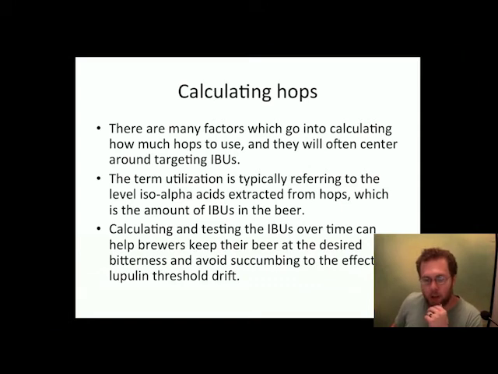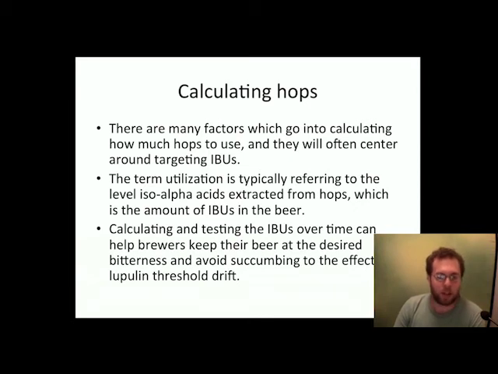Next, we're going to calculate hops. We're going to go into some considerations when you're calculating how much hops you need. But most of them are going to center around targeting the IBUs that you want, so how bitter you want your beer. The term utilization that we've been talking about is typically referring to achieving a certain level of isoalpha acids, which is essentially the amount of IBUs in the beer.